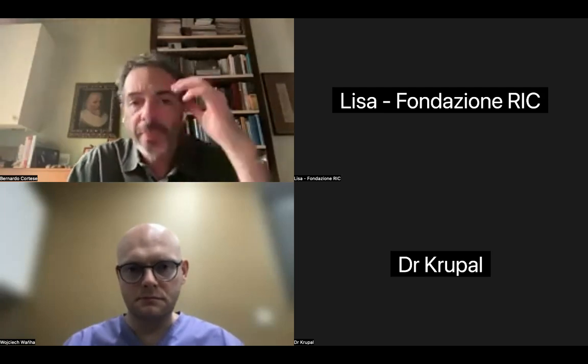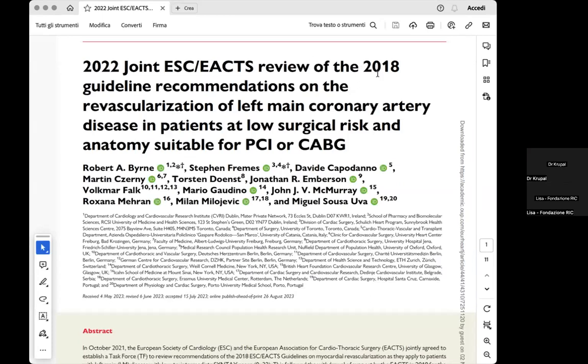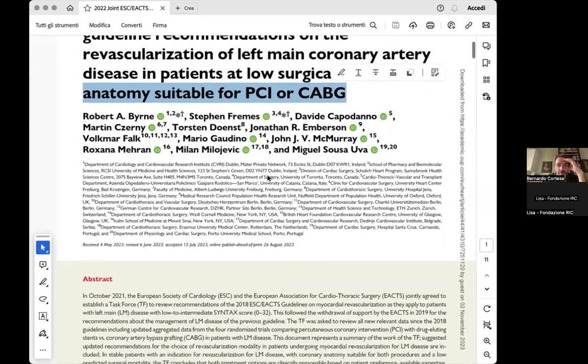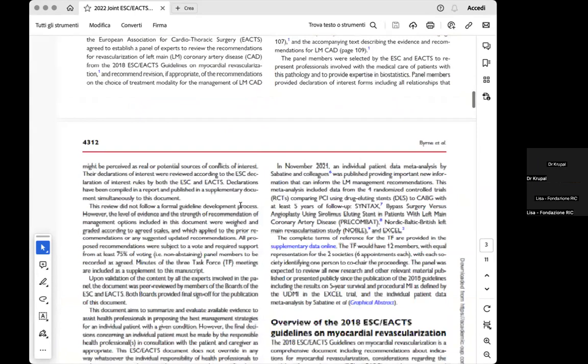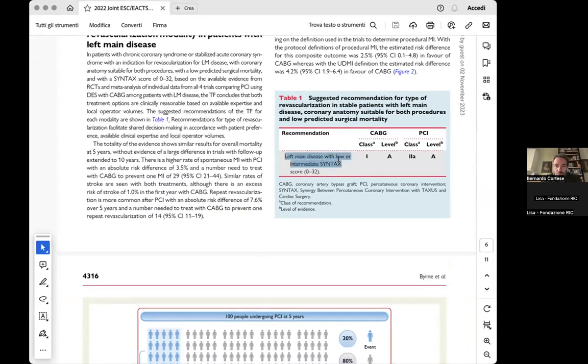Okay. Let me show you this, because I think it's worth showing the paper that you may want to read later. I'm going to share this. Okay, can you see it? Yes, sir. So this is a review of the EACTS recommendation on left main in patients at low surgical risk, so without contraindications, and the anatomy is suitable for both of them. It's a nice paper with many items. You can agree or disagree, but in the end, this is the final recommendation: for any SYNTAX score between 0 and 32, CABG is class 1 and PCI is class 2A.